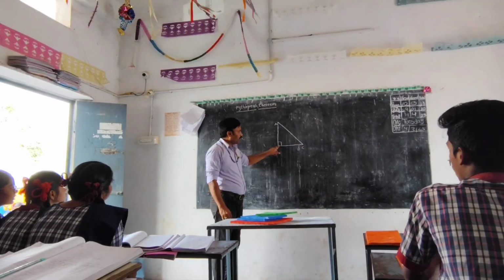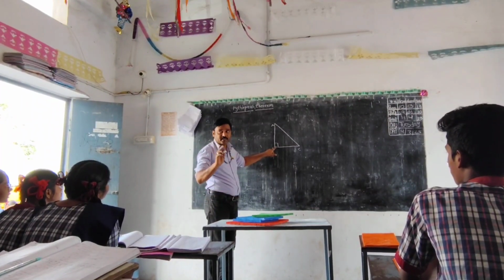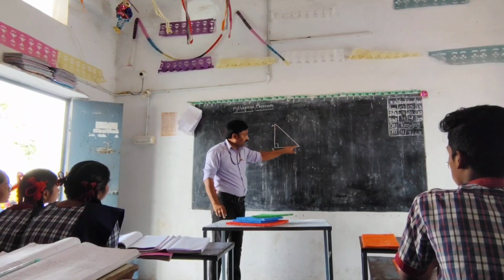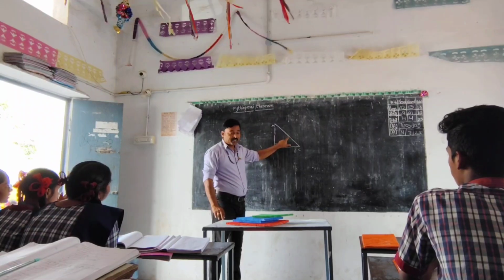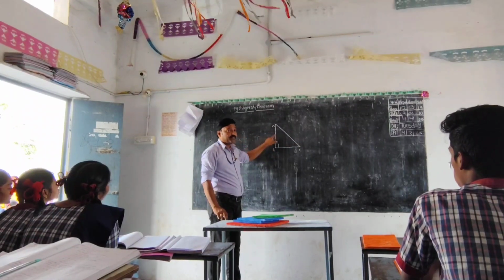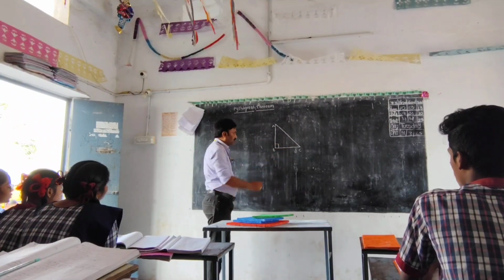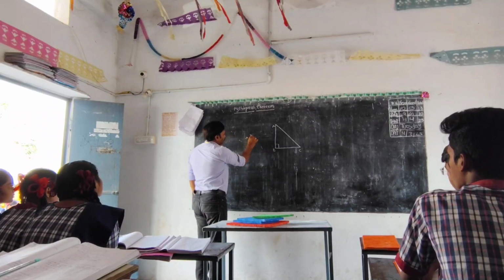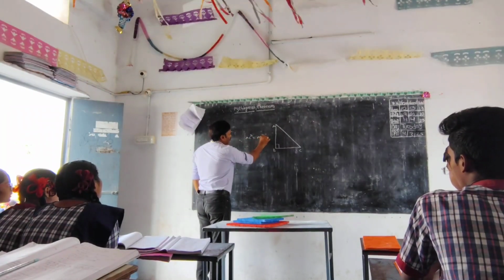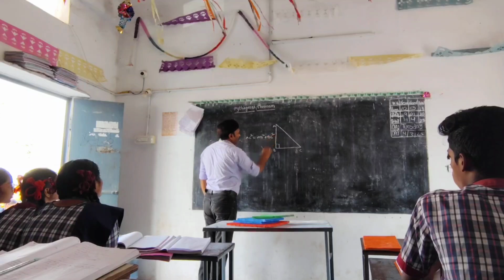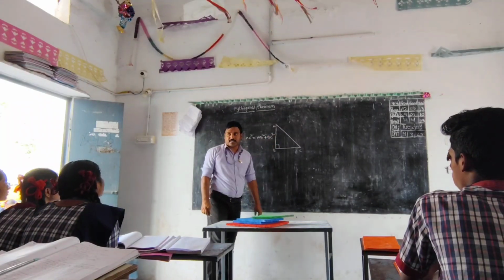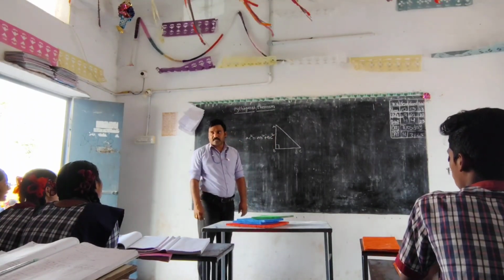So what is the theorem? The Pythagoras theorem explains that the square of the hypotenuse is equal to the sum of the squares of the other two sides. That means AC square is equal to AB square plus BC square. This is called Pythagoras theorem.